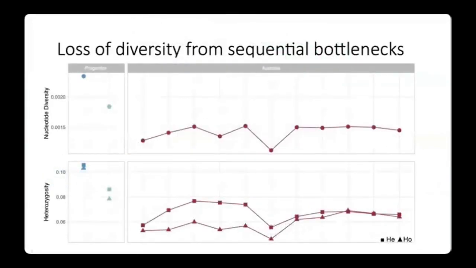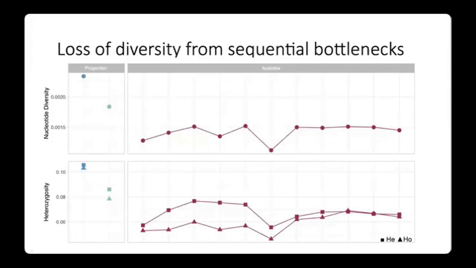So one of the most striking things to note about this data set is that the sequential introductions from Java, then to New Guinea, and then to Australia has produced a series of bottlenecks that has reduced the genetic diversity with each introduction. So here we show measures of nucleotide diversity and heterozygosity of both the Australian populations and the progenitors. And here we note that the population in Java shows the highest level of diversity across both of these measures. And then with each introduction, we see this stepwise decline in overall genomic diversity.